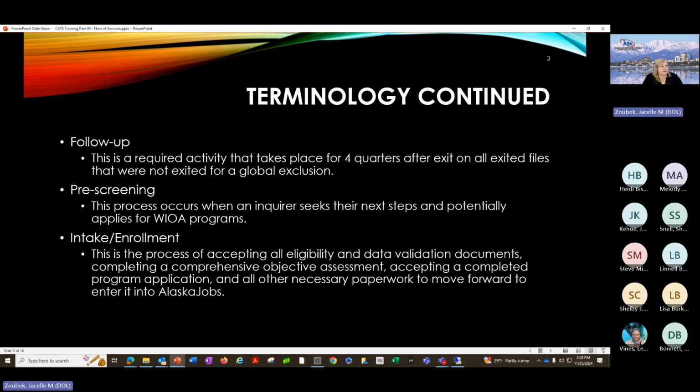Pre-screening is a process that occurs when an inquirer is seeking the next steps and potentially applying for WIOA programs. It's where you say, does it appear this person may be eligible? And if so, I'm going to tell them the next steps to come back and potentially become enrolled. Intake or enrollment, those are terms that we've used synonymously over the years. It means the process of accepting all those eligibility and data validation documents, doing a comprehensive objective assessment, accepting and completing that program application and any necessary paperwork to actually enroll them by data entry into Alaska Jobs to make them complete. They are now our participant.